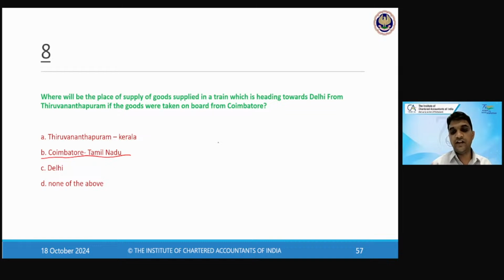Very nice. Abdan, why is it Delhi? Delhi is a wrong answer because it is merely heading towards Delhi. But just go and read section 10(1)(e), wherein in case of supply of goods on board a conveyance, the place of supply is the place from where those goods are taken on board.